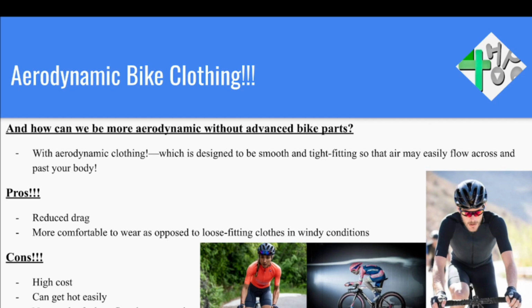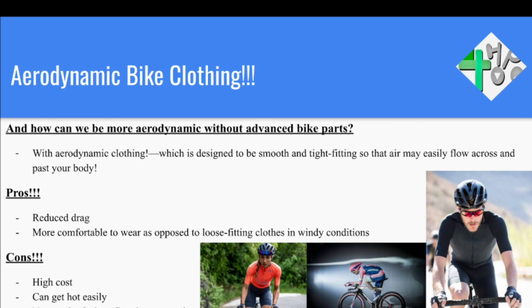All right. So how can we be more aerodynamic without advanced bike parts? With aerodynamic clothing, which is designed to be smooth and tight-fitting so that air may easily flow across and past your body, and that way you can still move your bike when enduring bad air conditions. The pros are reduced drag, and it's more comfortable to wear as opposed to loose-fitting clothes in windy conditions.